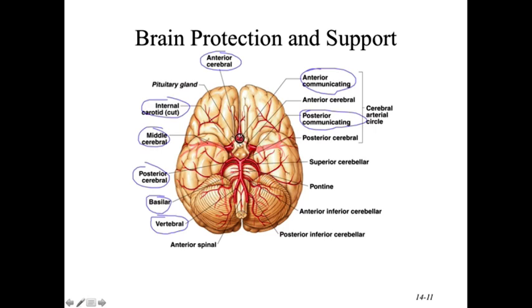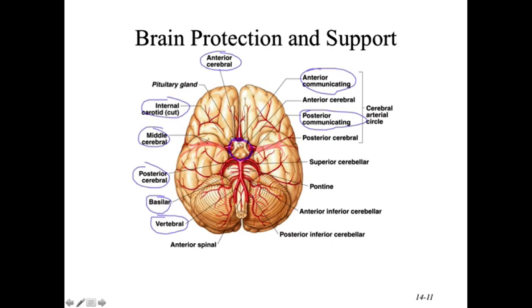The circle of Willis is here, right? It ensures that there's a way of getting blood around to all parts of the brain, even if there seems to be an obstruction in one blood vessel on the other side. Okay? There's always another way of trying to divert blood there.